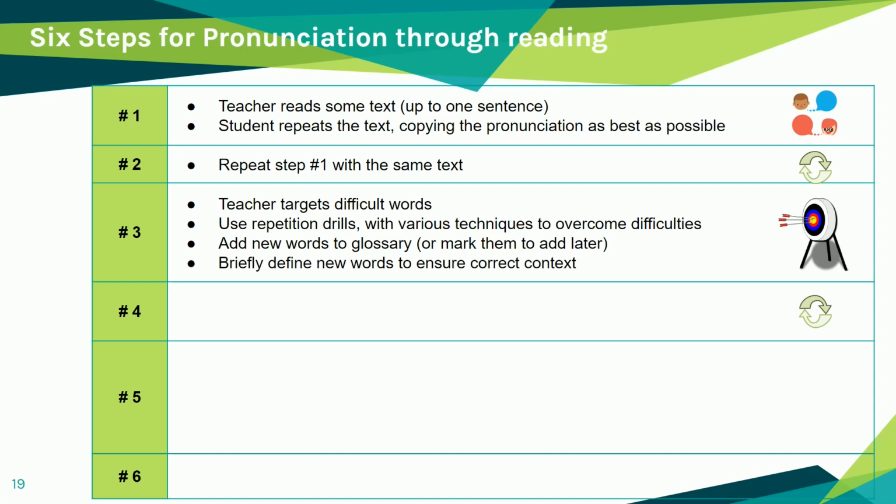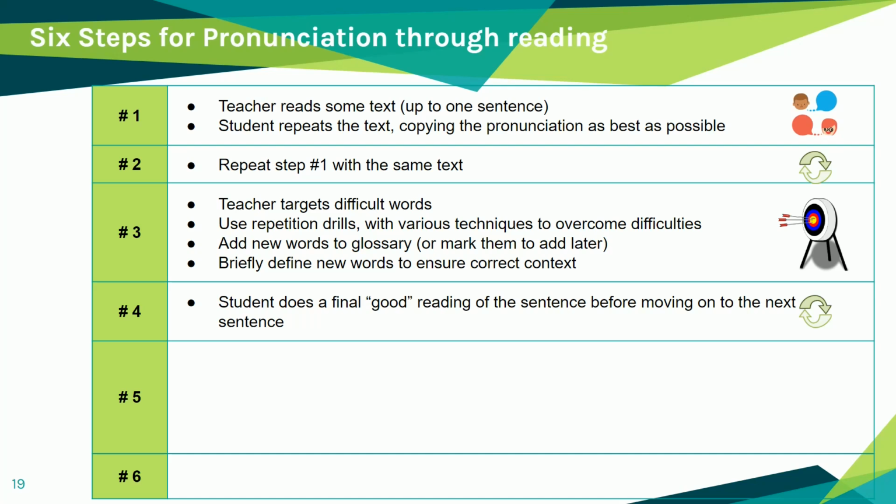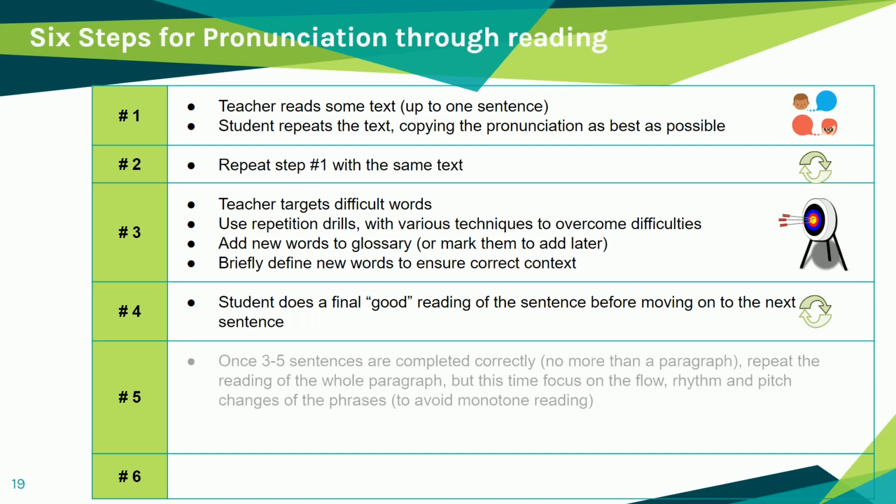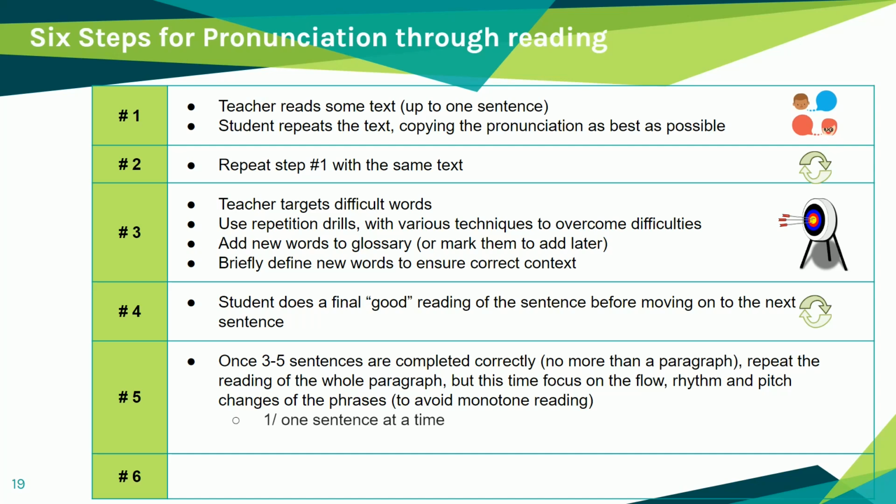Briefly define the new words as well during the passage reading so that they get some context of what the word is used for. In step number 4, the student should do a final good reading of the sentence and then you move on to the next sentence. After, in step 5, you've done maybe a paragraph of 4 or 5 sentences, then you repeat the whole paragraph again and get them to read it. And this time you're focusing on how they read the paragraph, with pitch, with rhythm. You're trying to avoid monotone reading. That's the key here. So you focus on their phrasing.